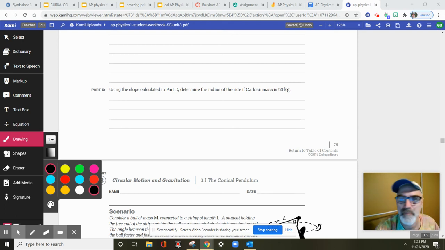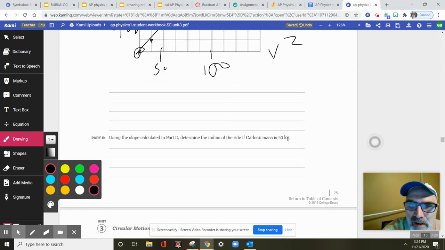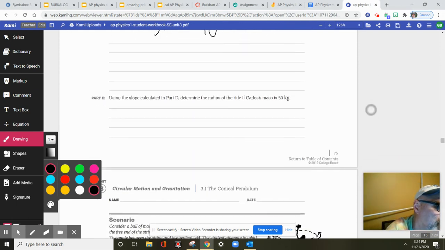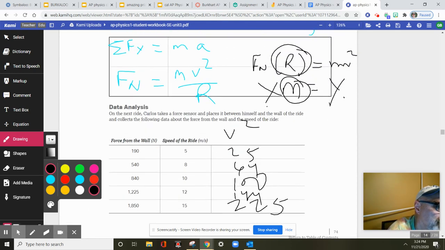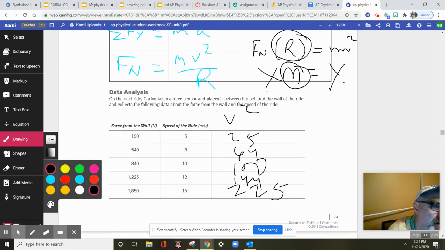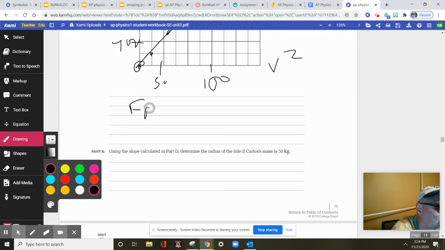And that's it. We're done. Oh, no, there's a question. Determine the radius if the mass is 50 kilograms. Oh, yeah, because you have to. So the slope was 8.5. And then we had to put it back into the equation. So we weren't finished. What was that equation? Fn R equals m v squared.